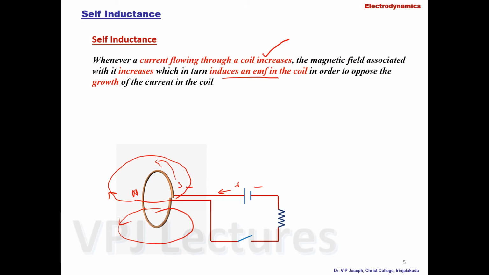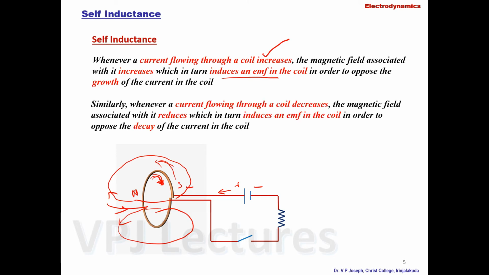So we can see that due to the self-inductance process, an opposite current is generated. The actual current is this one, but the induced EMF produces a current in this opposite direction, and that produces a magnetic field in the opposite direction in order to resist or decrease the making or the increasing of the current through the circuit. So this is called a basic property of the coil, and the same thing happens when the current through the coil decreases also.